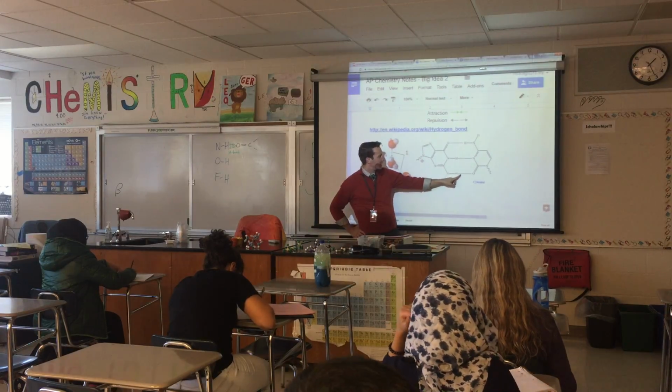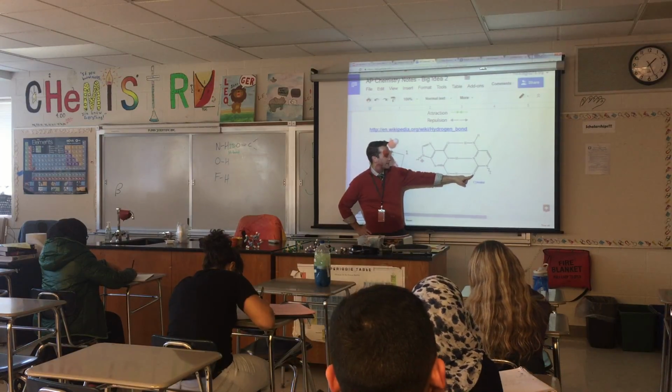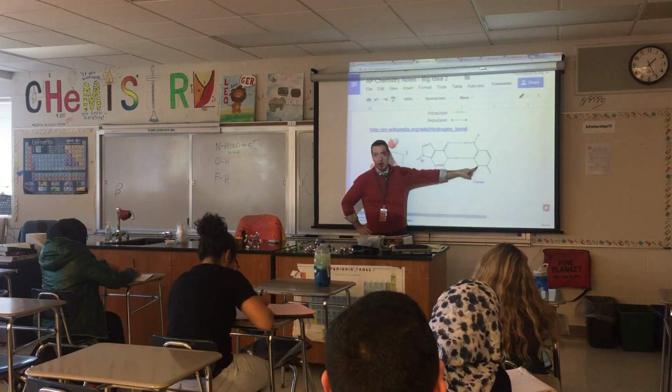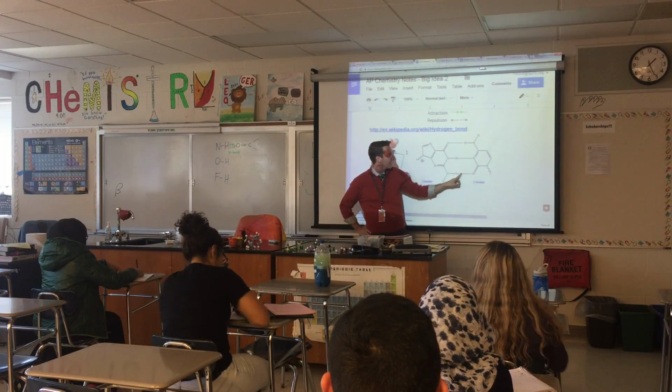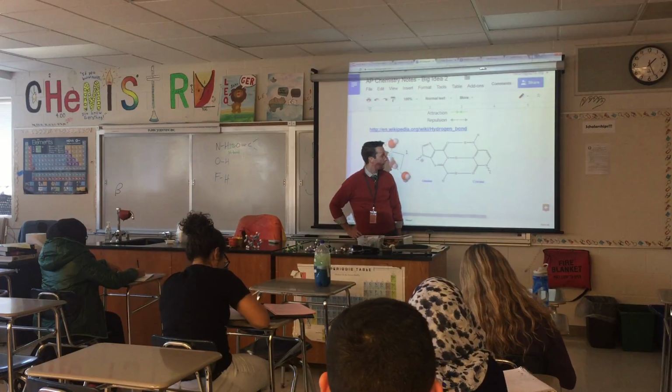Here's an NH bond interacting with an oxygen. That oxygen is bonded to a carbon. It's not bonded to another hydrogen. Yet this is still a hydrogen bond.